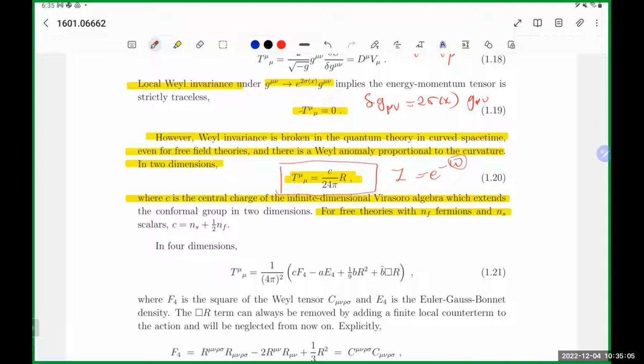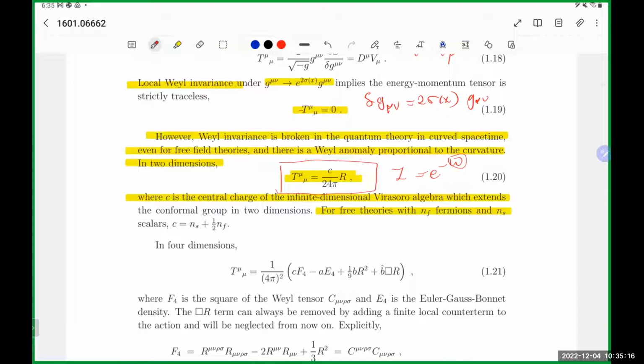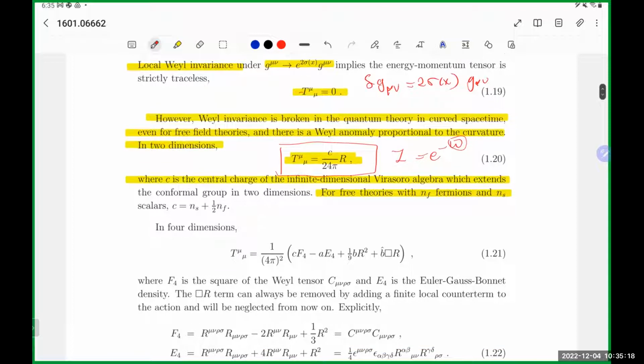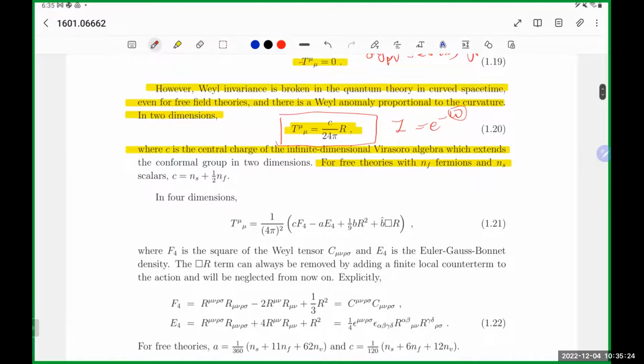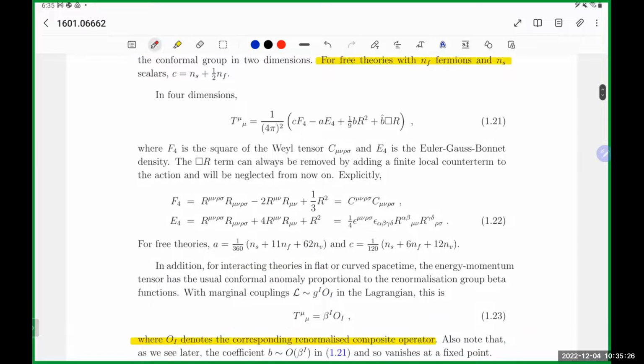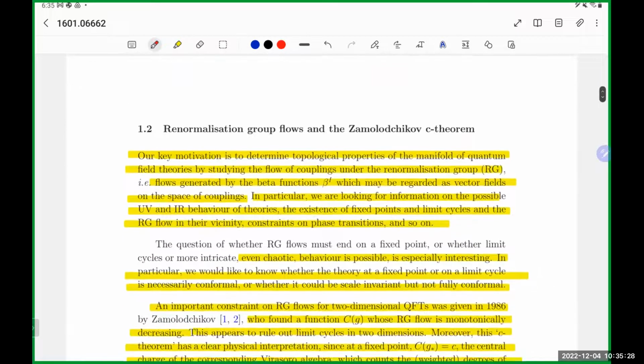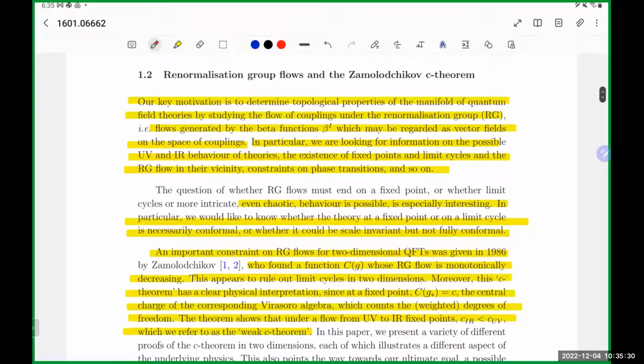Okay, so this is basic stuff so far. But this is important. The statement is that T mu nu has a central charge in front of it times R, and this central charge can be n, right? It measures some degrees of freedom. That could be anything. Okay, good. So this is very basic. Again, I'm not going to make a big deal out of it, but I just thought to start very slowly.